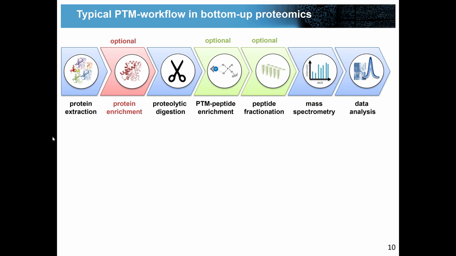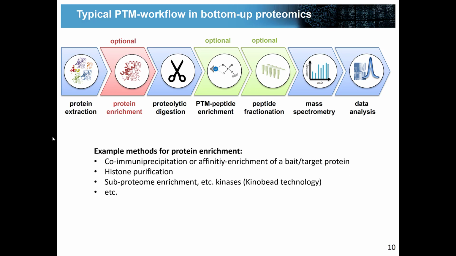The next step in every bottom-up proteomic workflow is an optional step, the protein enrichment step. This is something you can do in order to improve the sensitivity of your measurement. One big problem we have when it comes to PTM analysis is that peptides that carry PTMs tend to be of lower concentration, because very often a PTM does not occur on a protein to 100%, maybe only to 1%. So that's one reason why PTM peptides tend to be lower concentrated than naked peptides.